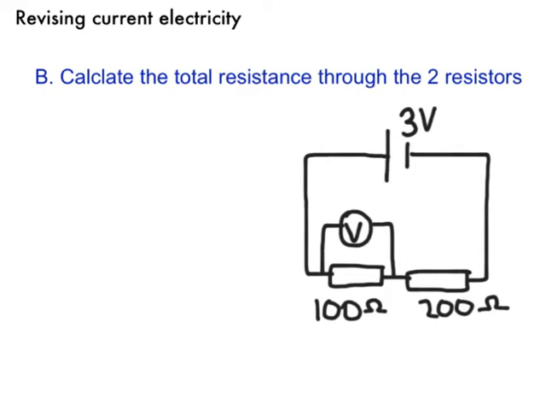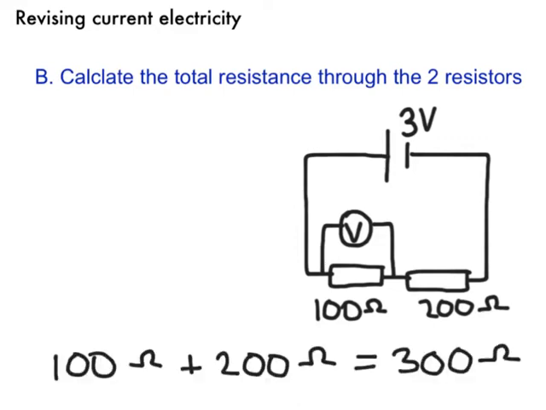So we've got the same circuit here, exactly the same for part B of the question. This, spelling mistake, but it should be calculate the total resistance through the two resistors. Now the rule for resistors in a series circuit is that the total resistance of the circuit is the sum of the individual resistances of the components. So all we've got to do here is basically add them up. I've got a 100 ohm resistor, 200 ohm resistor. I'm going to add them both together, so the total resistance of the circuit is 300 ohms.